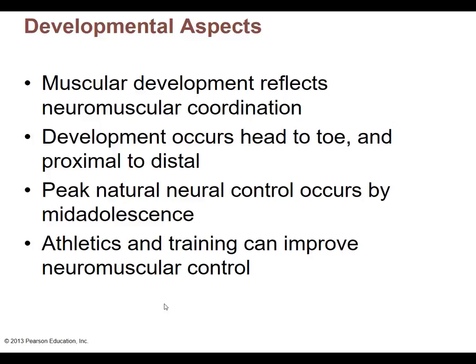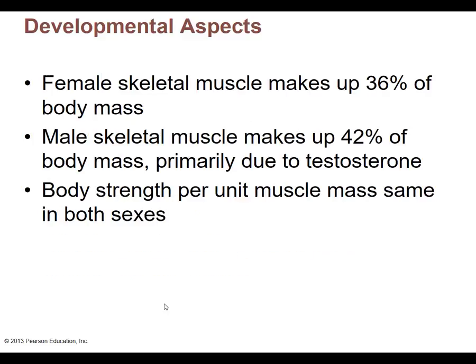Comparing between males and females, female skeletal muscle makes up about 36% of body mass. Males make up about 40% of body mass, just because testosterone is a hormone that increases the myofibrils and muscle contraction. However, body strength per unit of muscle mass is the same. If a male has 5 pounds of muscle and a female has 5 pounds of muscle, each of those 5 pounds of muscle is going to be able to contract and have the same force. It's just that males have more body mass made up of muscle tissue.